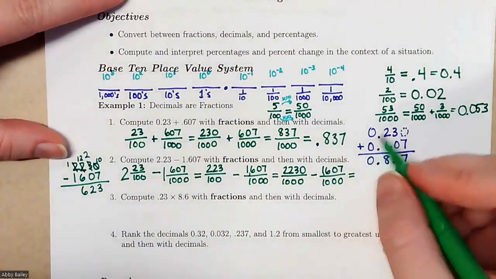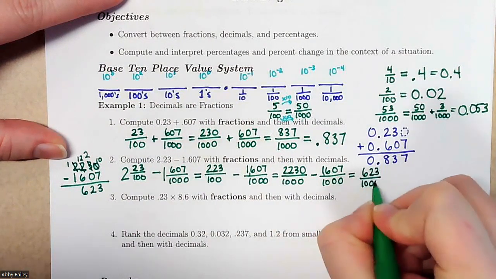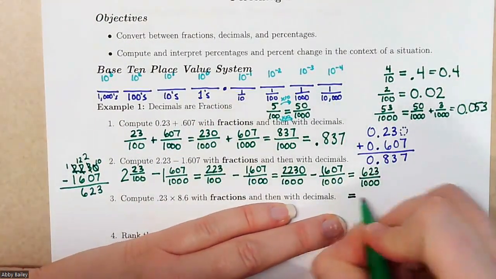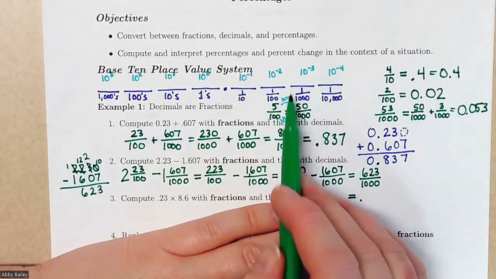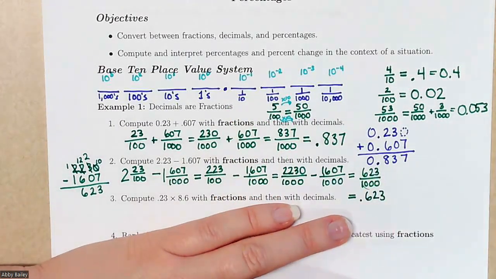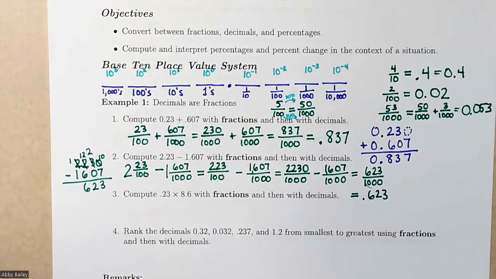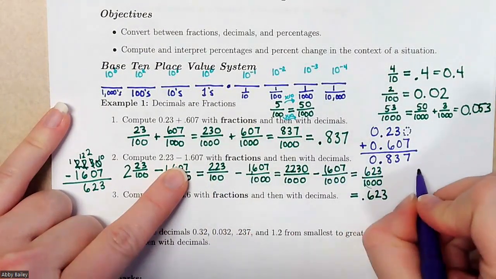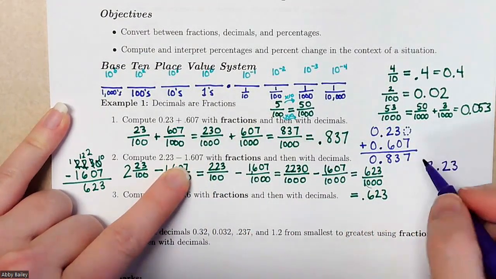Okay, got it. So 623 1,000ths, or written as a decimal, 0.623 would land us in the 1,000ths. And definitely doesn't create a whole. Got it. And if we do this with decimals, let's do that quick. So I'm going to line up the place values carefully.